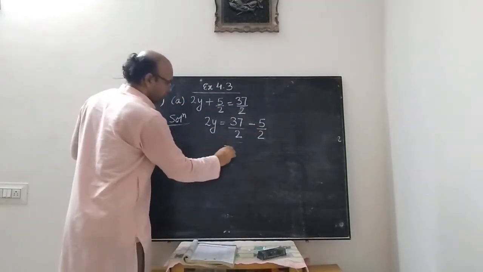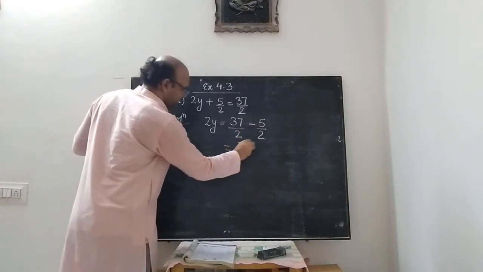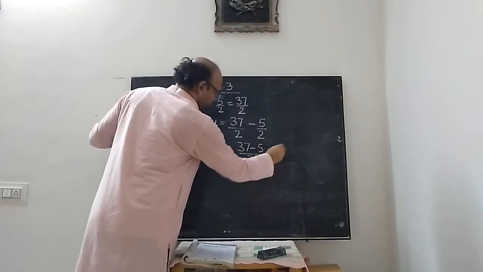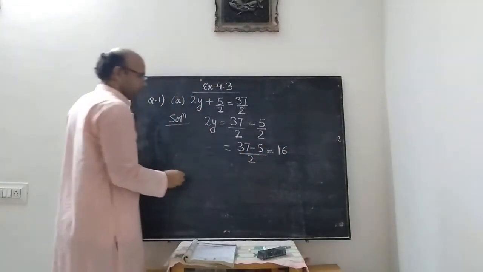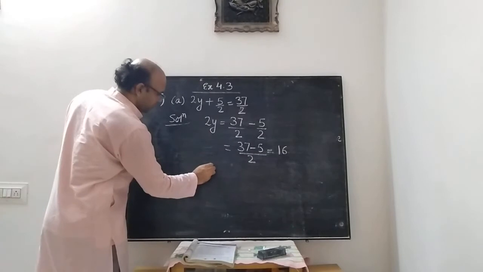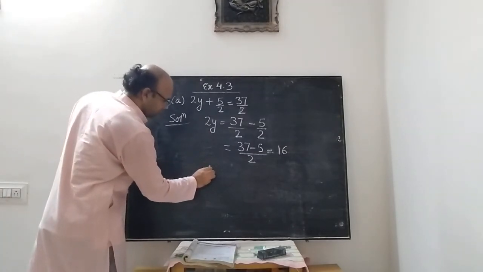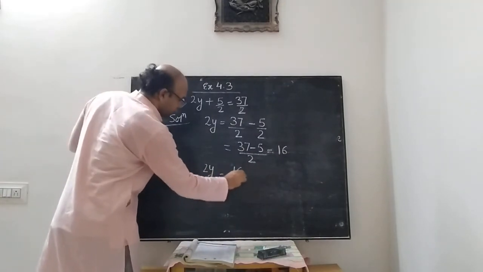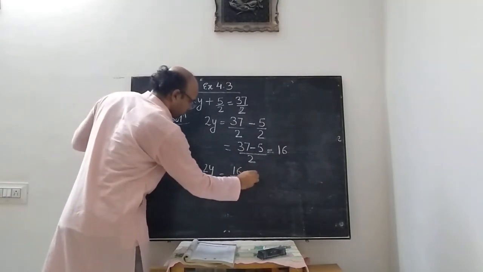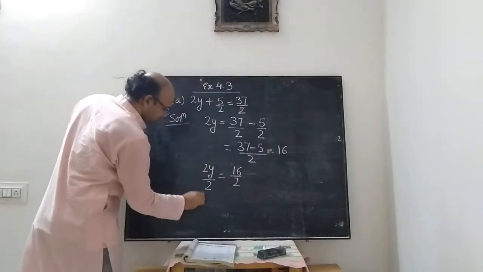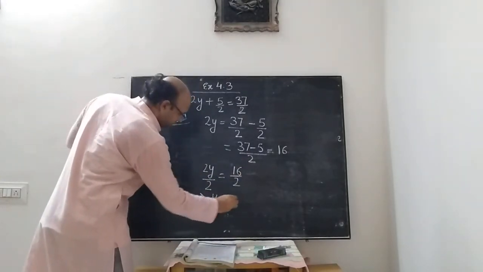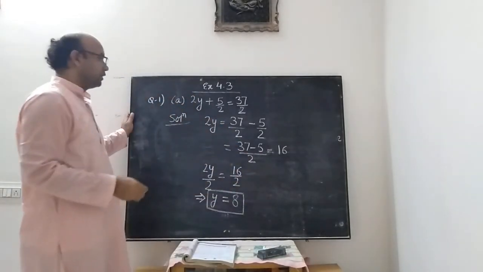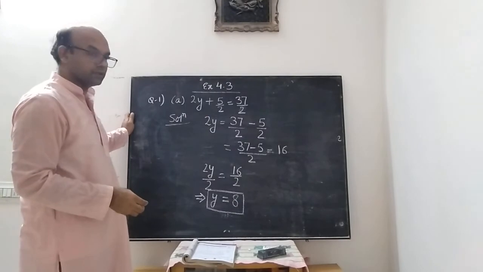Then we take the LCM and we subtract 37 minus 5 by 2. This is 32 by 2, which is 16. So now what we have is 2y is equal to 16. We divide both the sides by 2. On dividing both the sides by 2, 16 by 2, we get y is equal to 8.